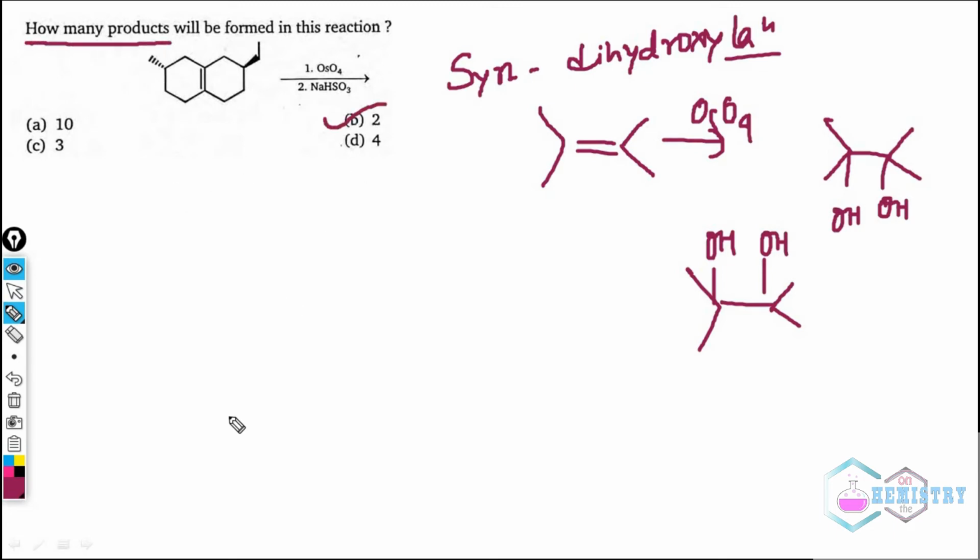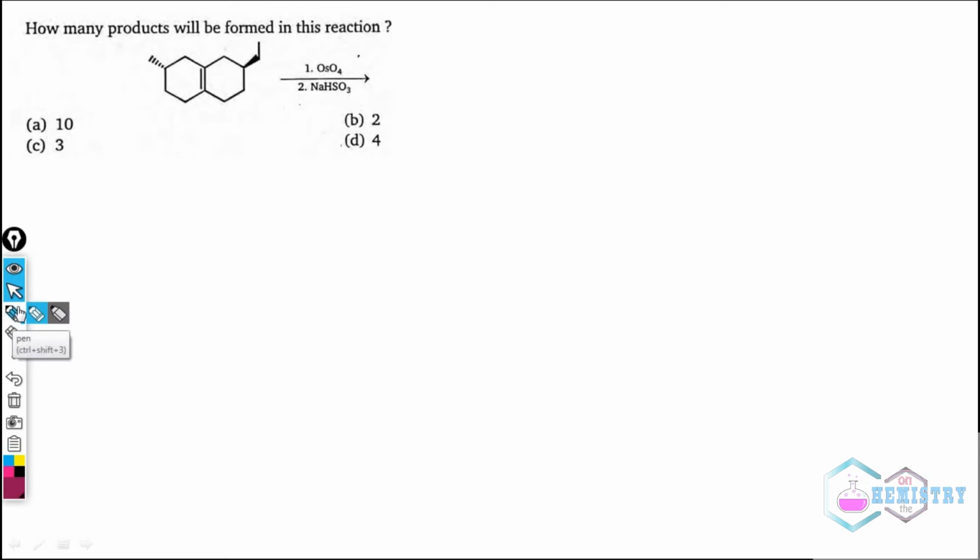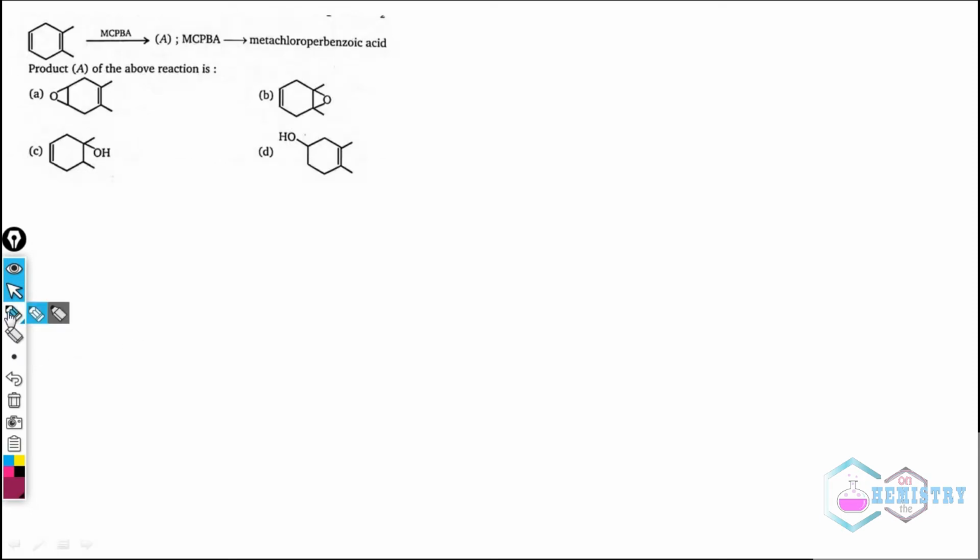Now, obviously our answer will be option 2, that once the wedge will attack from this side of the plane and another time this will attack from below the plane. This is a very simple question. This compound is just here to make it look scary, nothing else. So the fifth question for today.